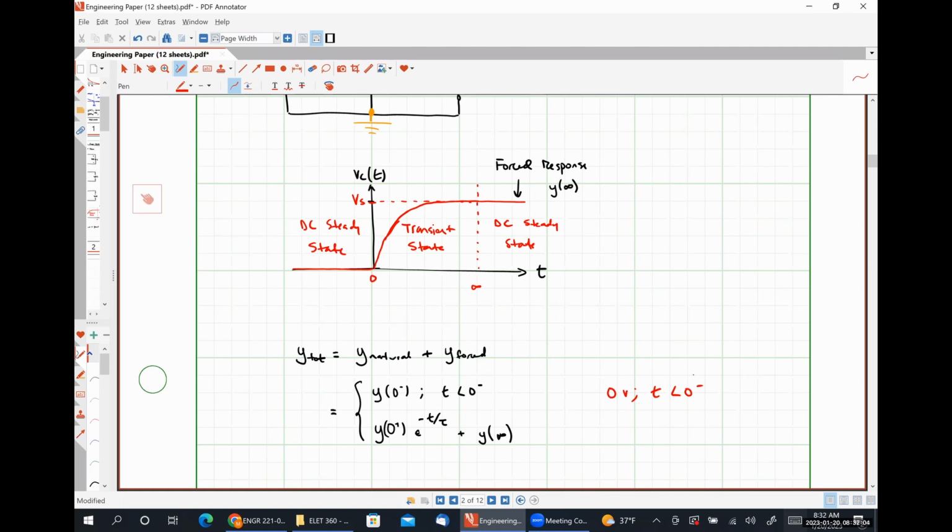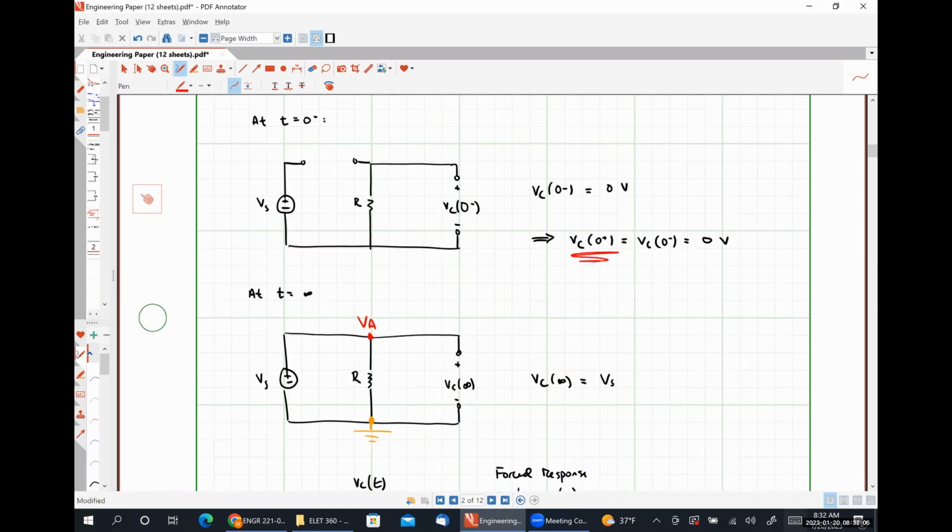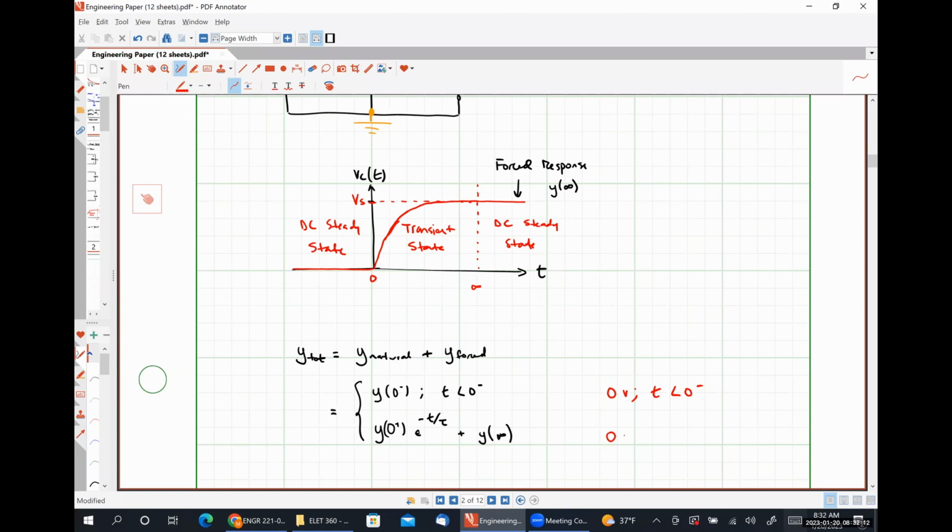So let's scroll up here and look at it. At 0 plus, our voltage was still 0. So we are going to have 0 e to the minus t over tau, which this whole thing looks like 0, plus Vc at infinity, which was Vs for t greater than or equal to 0 plus. So effectively, our capacitor voltage looks like 0 for t less than 0, and it looks like Vs for t greater than or equal to 0 plus, based on this equation.